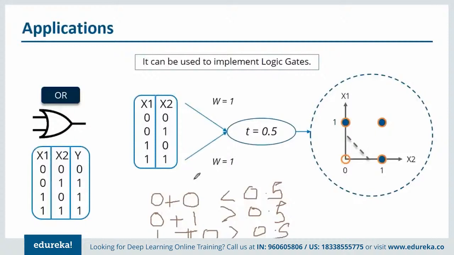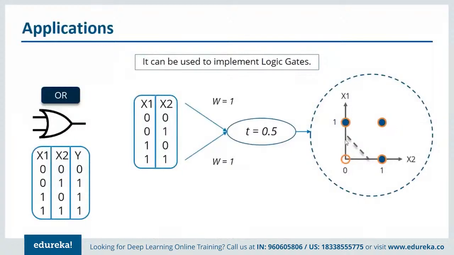When I talk about 1, 1, then our output will be 2, which is greater than 0.5. So we get an output that is 1. And this is how we get this graph. Now if you notice, with the help of the single layer perceptron, we're able to classify the 1s and 0s. Anything above this line is 1, and anything below this line, we have 0s. So this is how we are able to implement the OR gate.